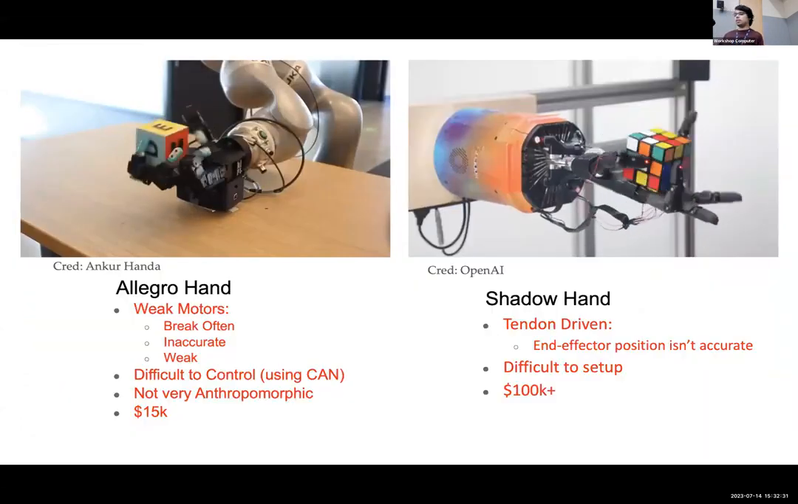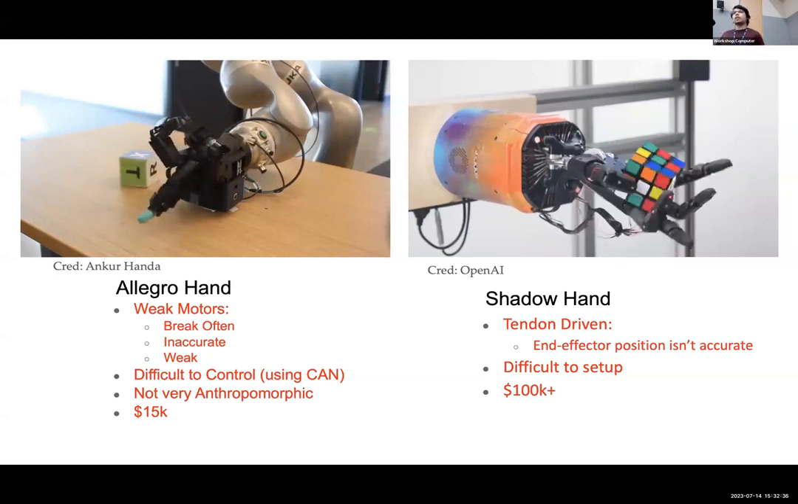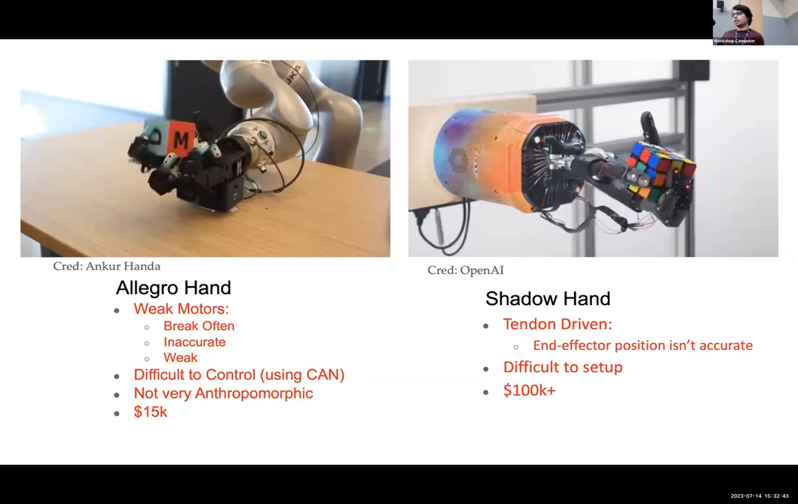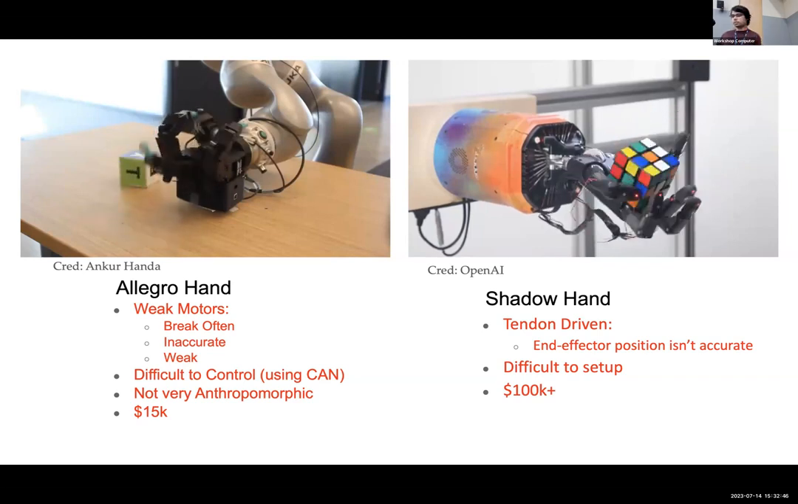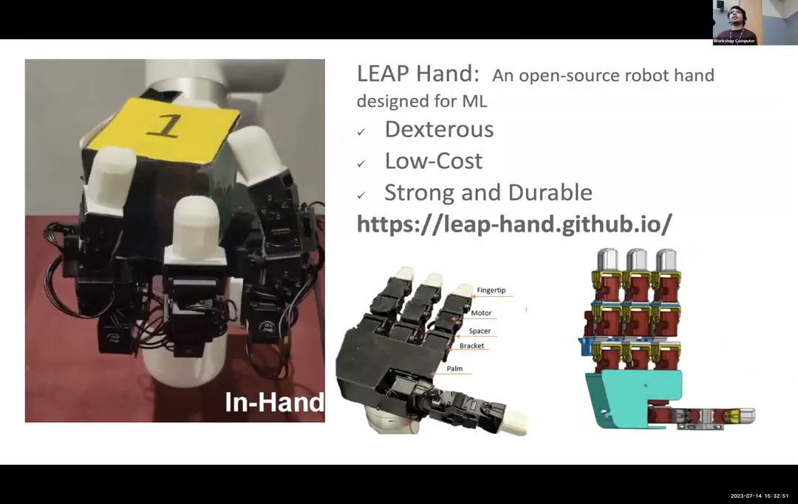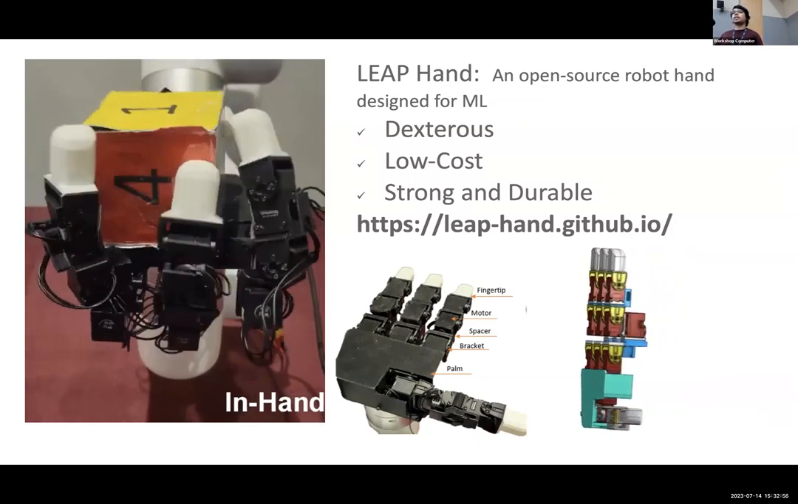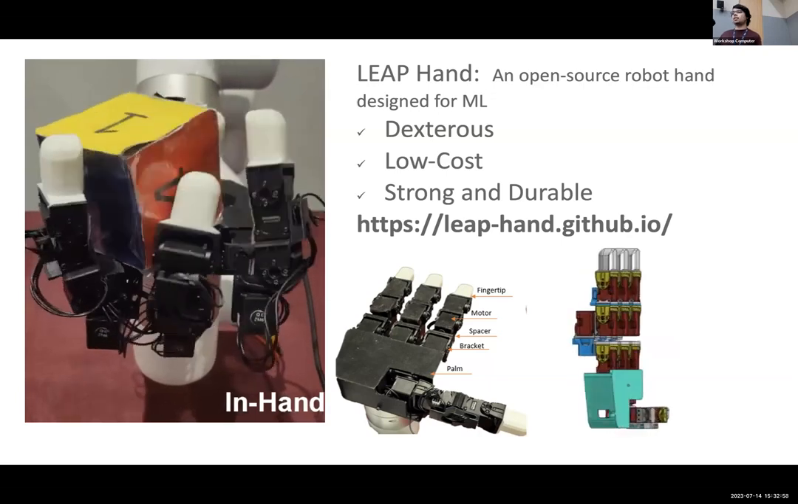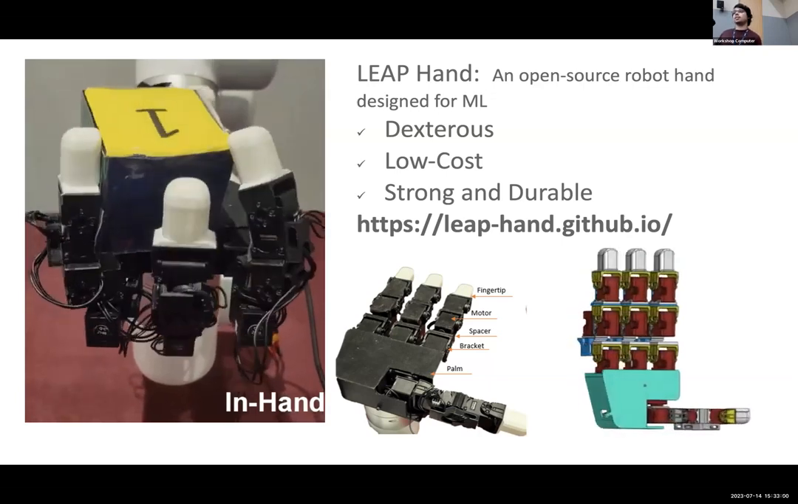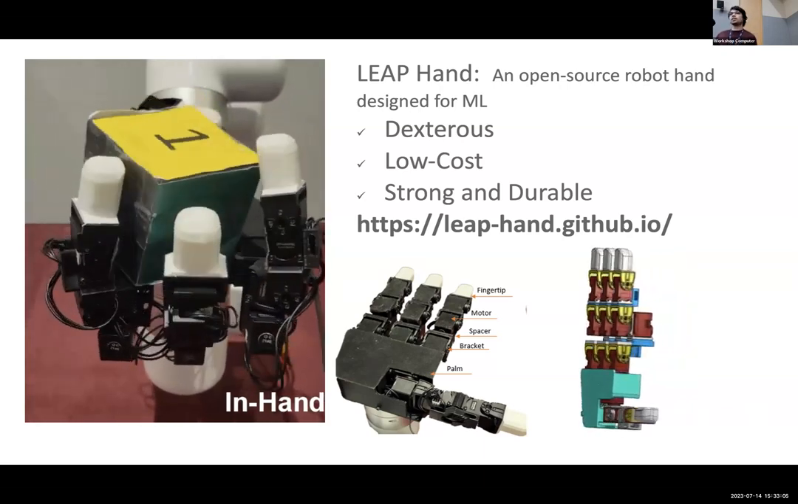We find that the two most commonly used robot hands, Allegro hand and Shadow hand, are not that suitable for machine learning research. Allegro hand has weak motors that often break, and it costs over $15,000. The Shadow hand, while it is very anthropomorphic, costs over $100,000. So we're presenting two hands, and this is the first one, LEAP Hand, an open source robot hand designed for machine learning. It's dexterous. With a novel kinematic structure, it can complete a variety of tasks successfully. It is low cost, under $2,000, and can be assembled in 3 hours. It's strong and durable, and it can withstand the wear and tear of machine learning research.